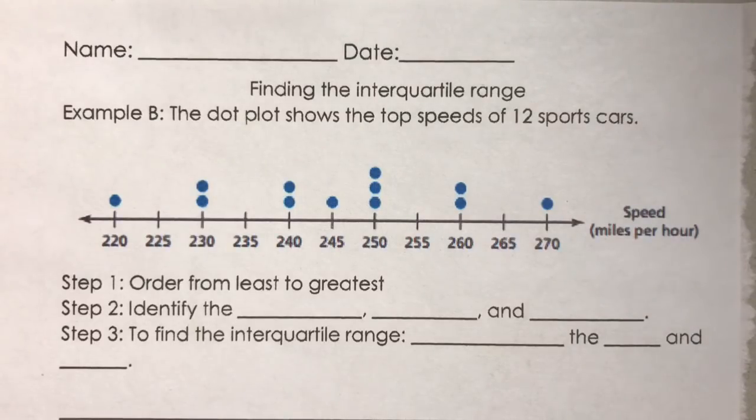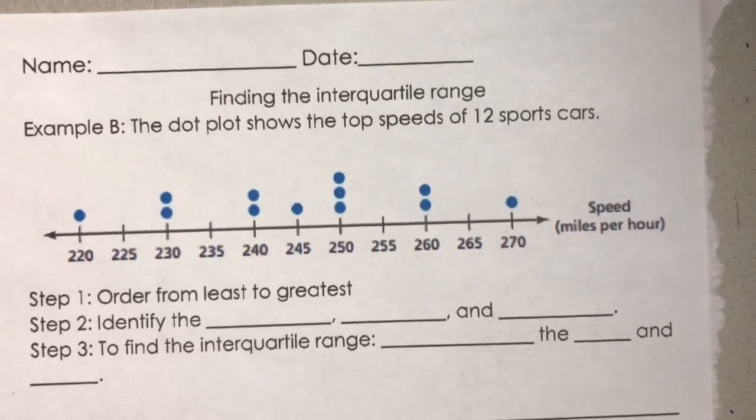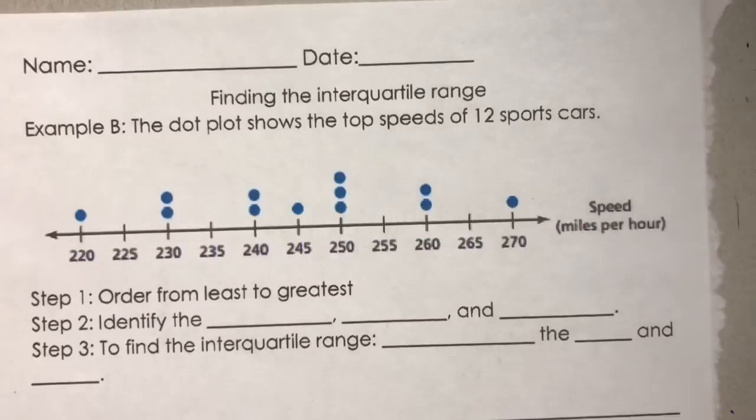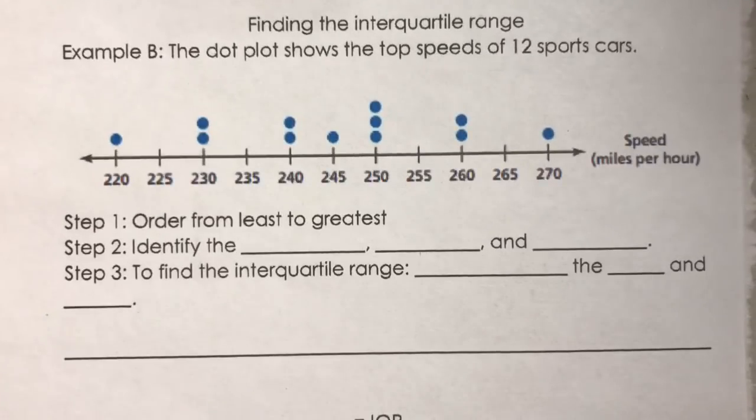Okay, so this is the beginning of part 2 of our measures of variation notes. So you should be on the back of your worksheet. You already finished the front, which looks like this. So you should be on the back.